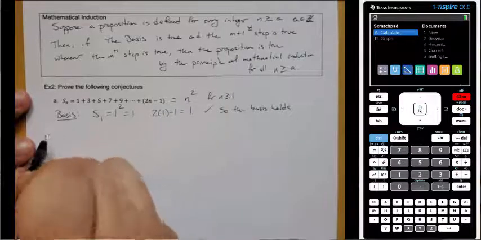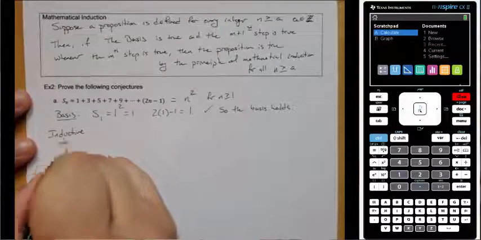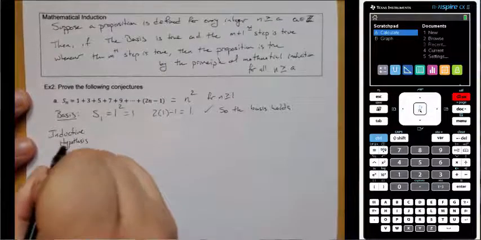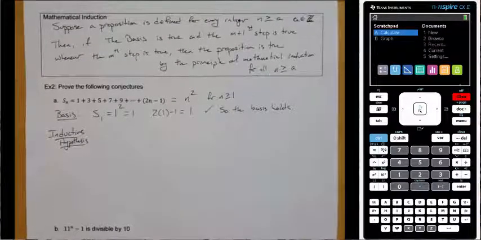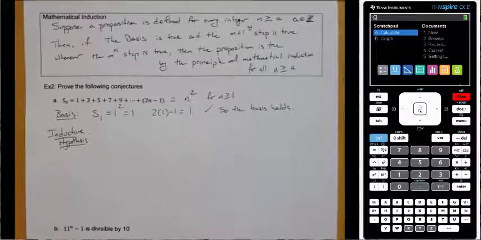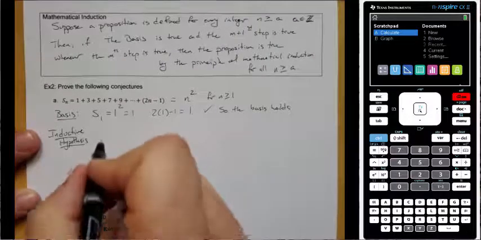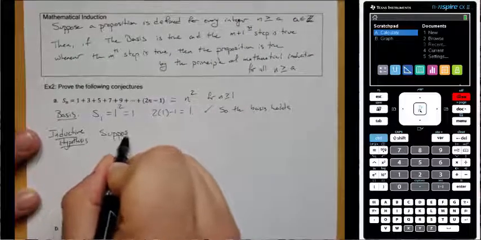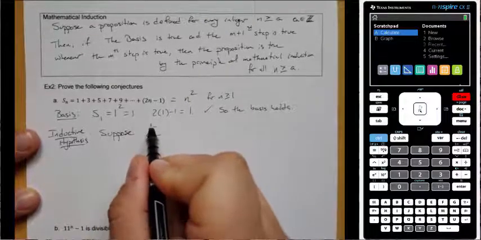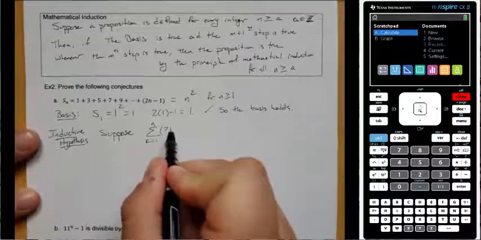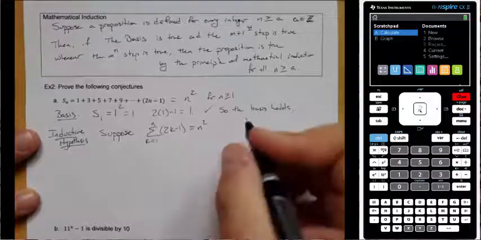Okay. The next is called the inductive hypothesis. In this step, we're going to assume that this works up until a point, and we're going to show that if it works up to a point, then it's going to work for the next point. So we're going to suppose the statement is true up until a given point. So we're going to say suppose this sum, which in sigma notation is the sum from k equals 1 to n of 2k minus 1, is true.